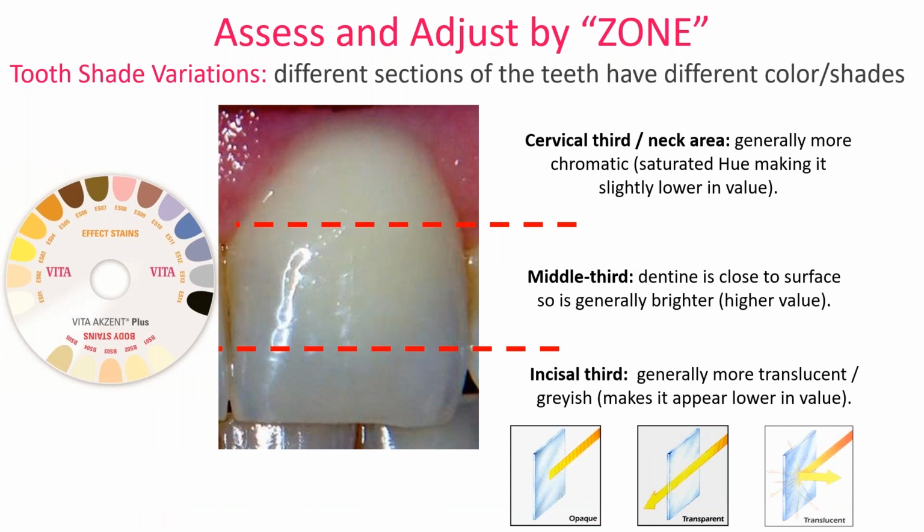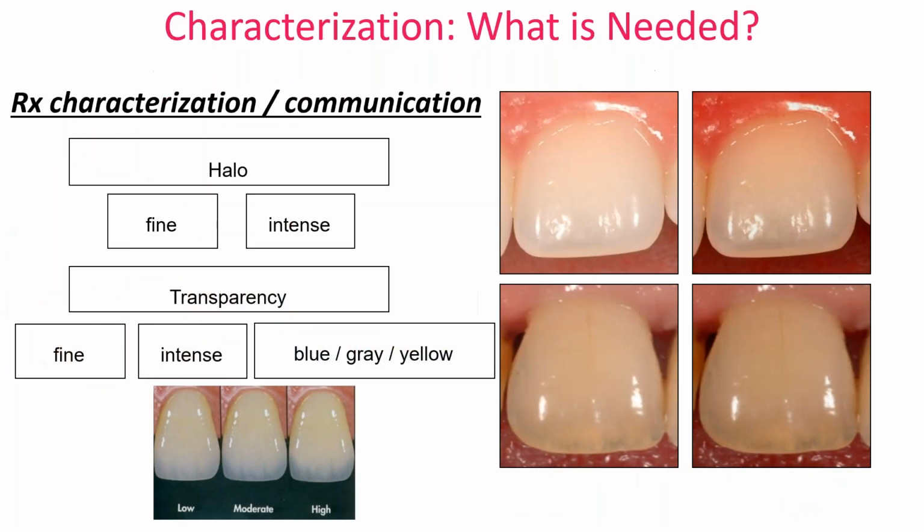And then we're always looking at possible characterization. Once we're able to select the base shade, then what kind of characterization, individualization is needed? So we selected cervical, middle, and incisal. Do we need to add a little bit more translucency? Do we need to add a little more brightness to the middle? Do we need to add a little bit more chroma to the cervical? That's where your stains come in, right? Your color stains to characterize.